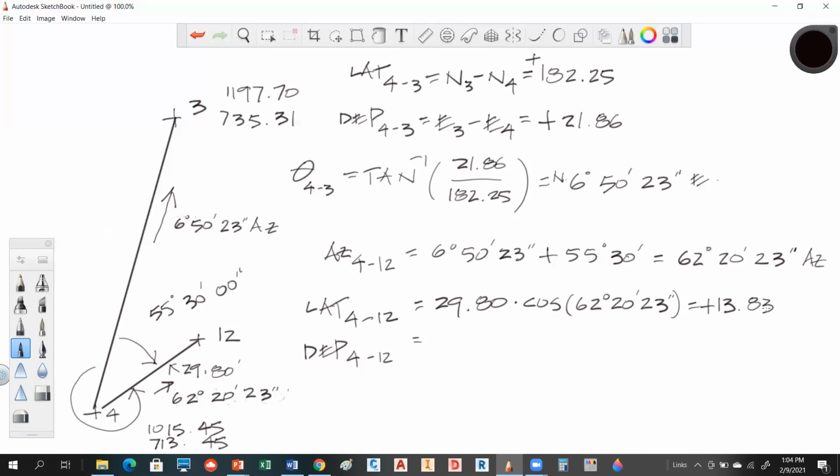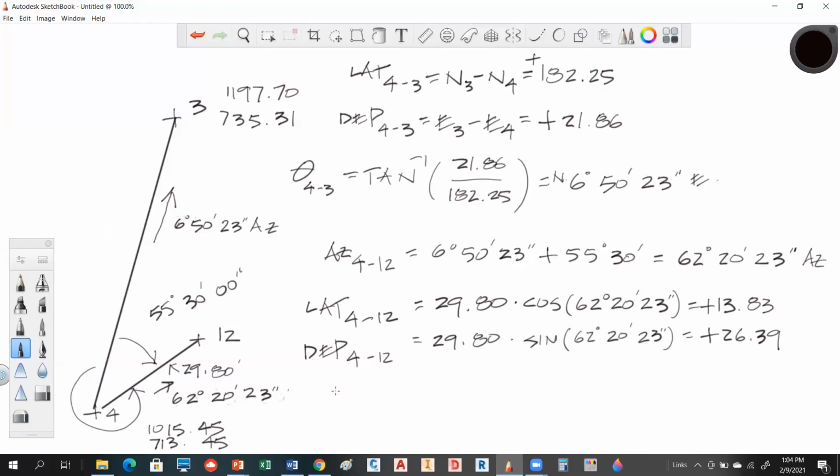Yeah. Okay. And for our departure distance, 2980 sine 62, 20. And that should be a plus as well. Let's see what we come up with. Sine 62, 20, 23 times my 2980. I get a plus 2639.